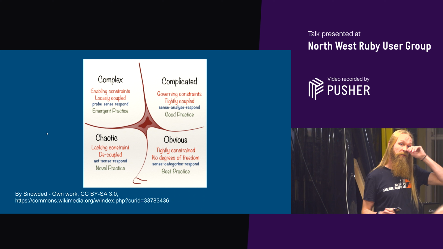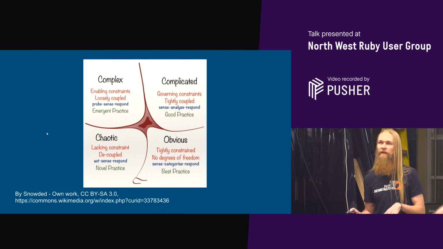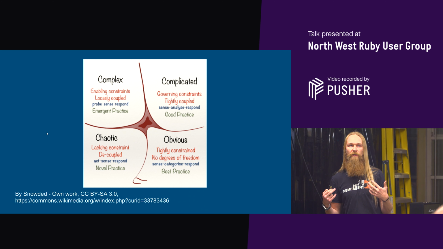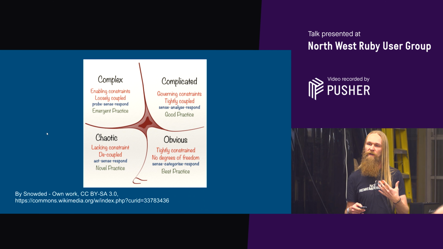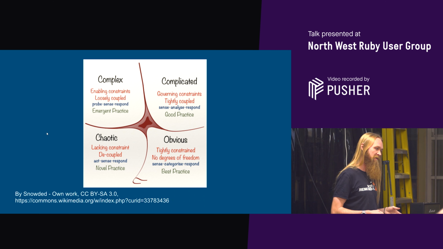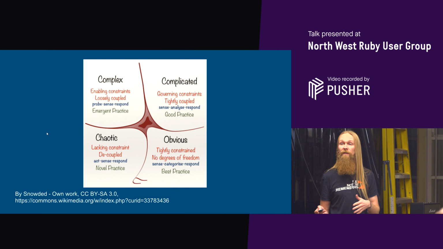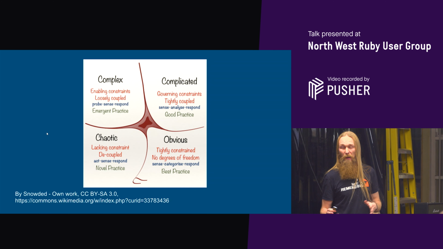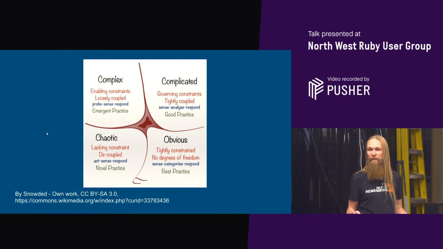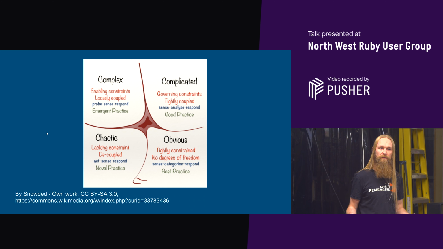Complex, in the top left, is where cause and effect are understood, but in retrospect. You can't really predict what's going to happen. And the example that's always given for this is Flickr. The history of it's not really a thing much these days, but it used to be the premier photo sharing website. How did it start? Anyone know the history?